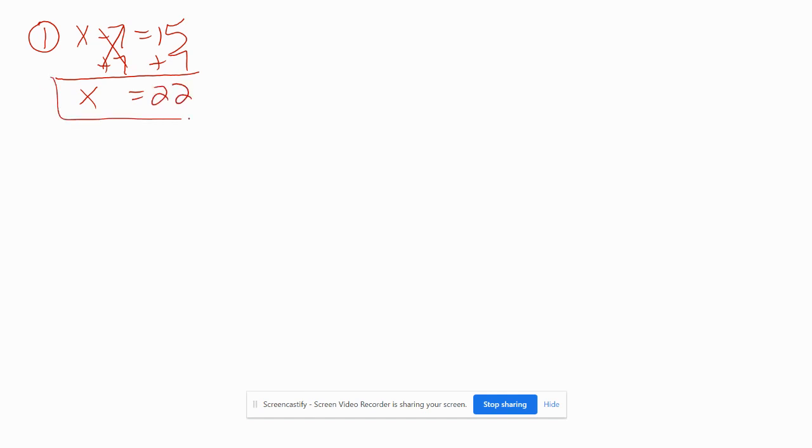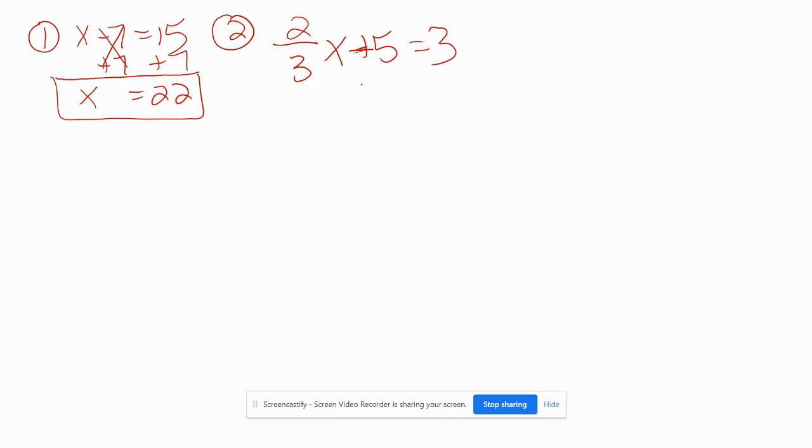All right, on the bottom, we have problem number 1 again. Just some more practice on solving these. So the opposite of subtracting 7 is adding 7. These add to 0, and 15 plus 7 is 22. For number 2, oops, that's plus 5, sorry.